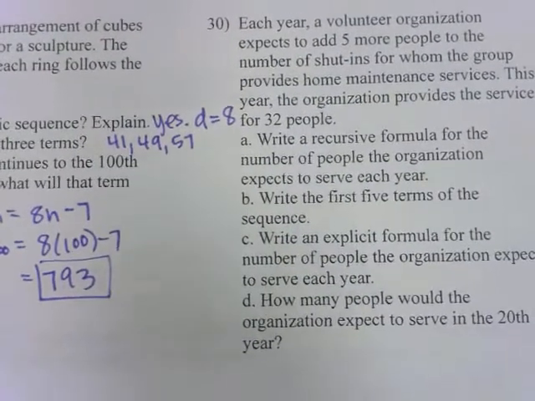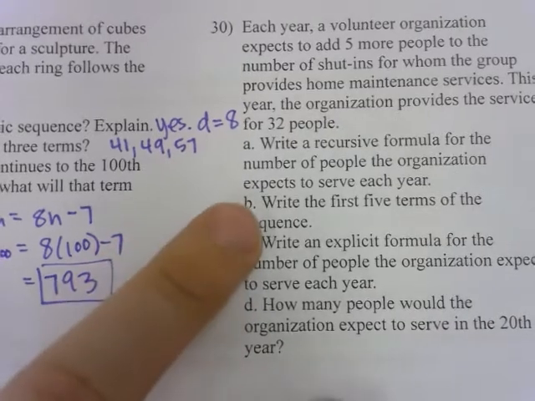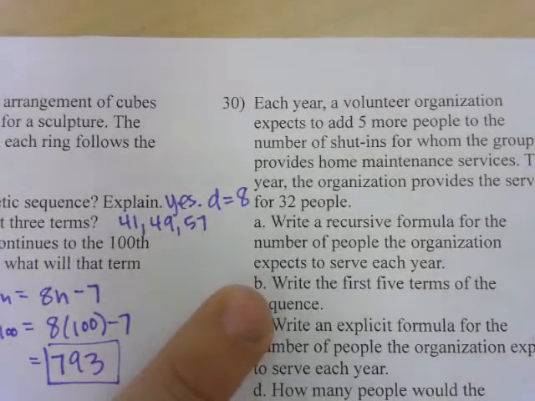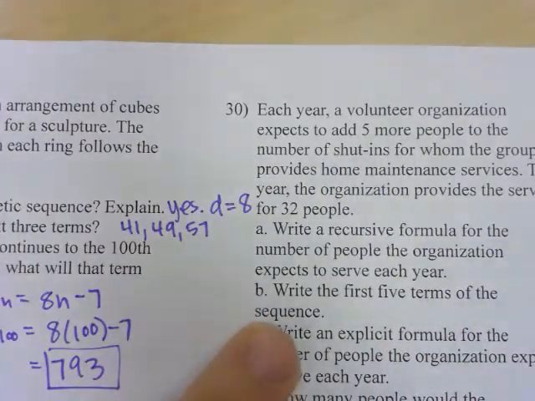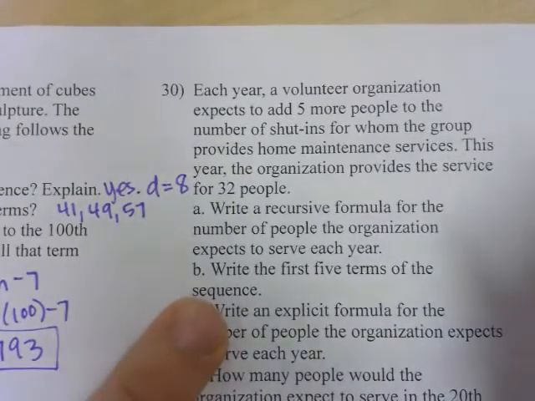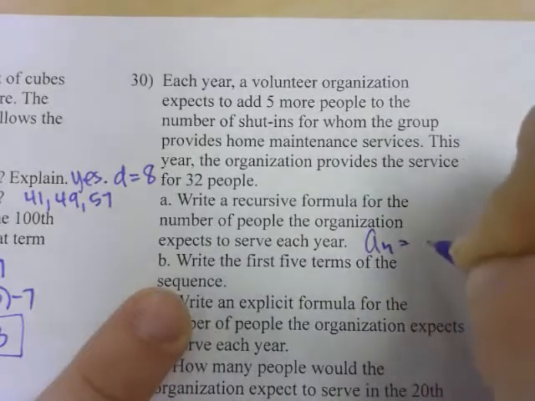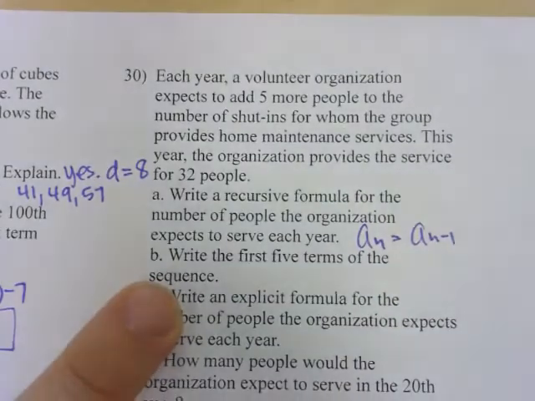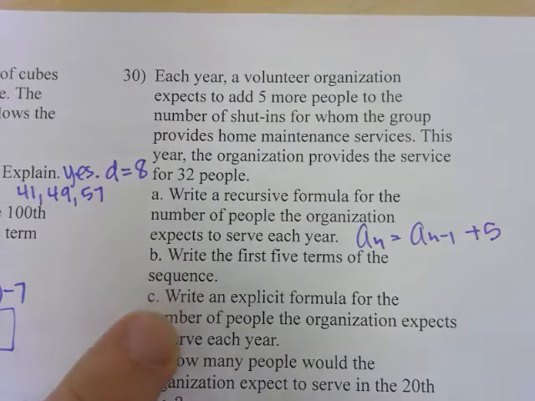Number 30, each year a volunteer organization expects to add 5 more people to the number of shut-ins for whom the group provides home maintenance services. This year, the organization provides the service for 32 people. So 5 more than the year before. Write a recursive formula for the number of people the organization expects to serve each year. So any given year, I know that I'm going to take the previous year's number of people I serve and add 5. I'm increasing by a rate of 5 every year.